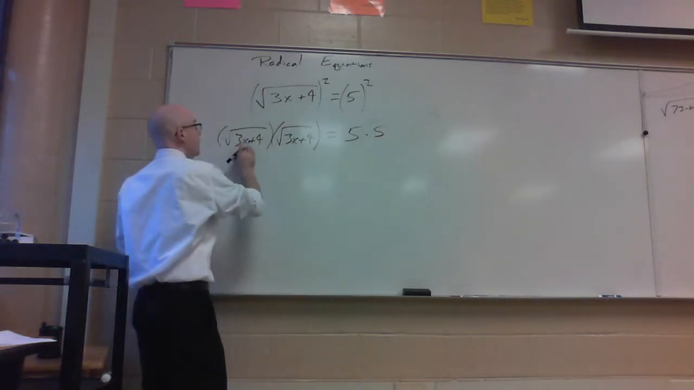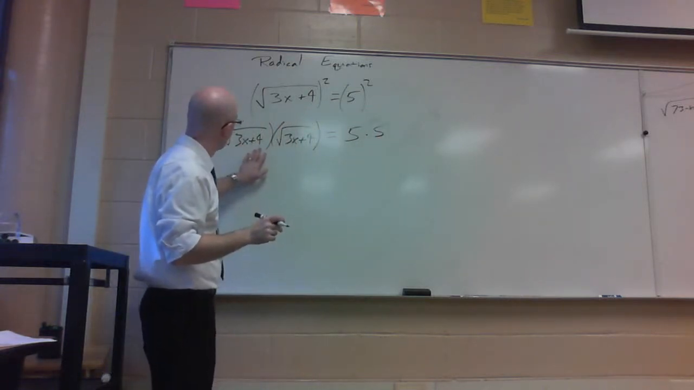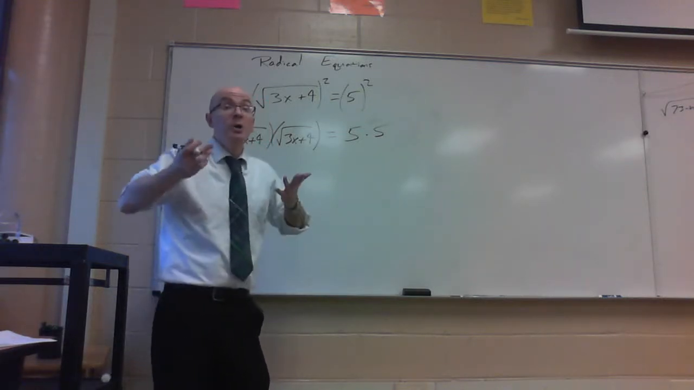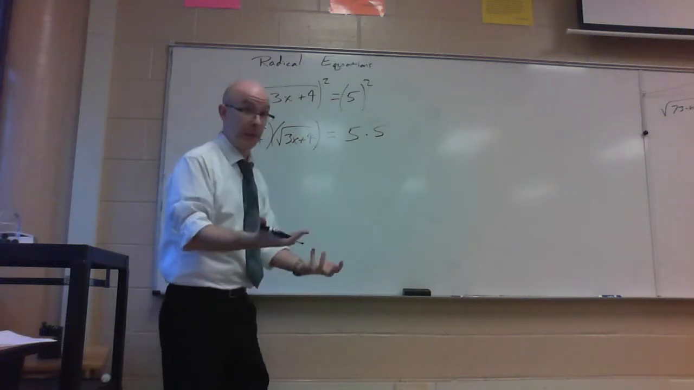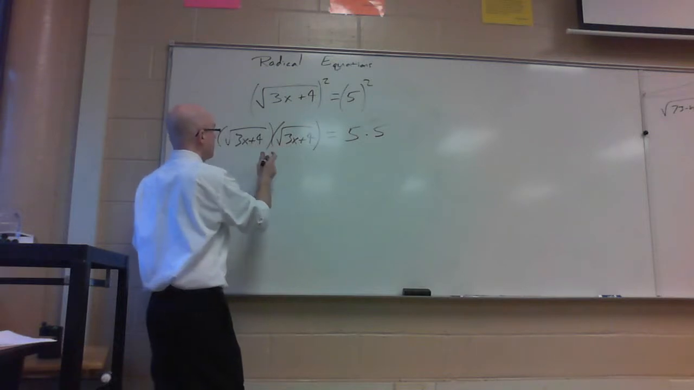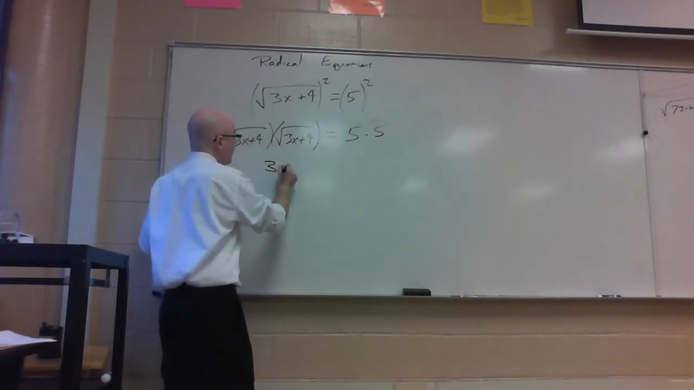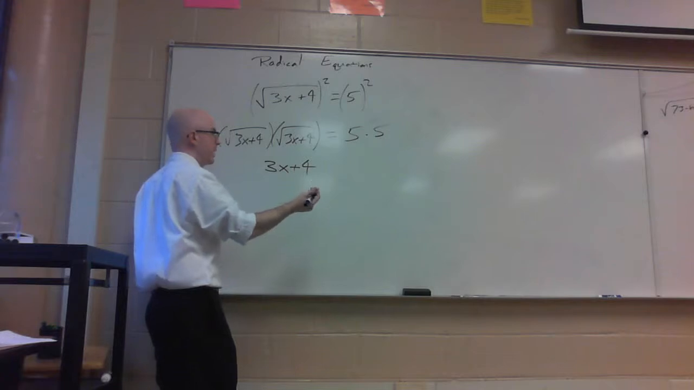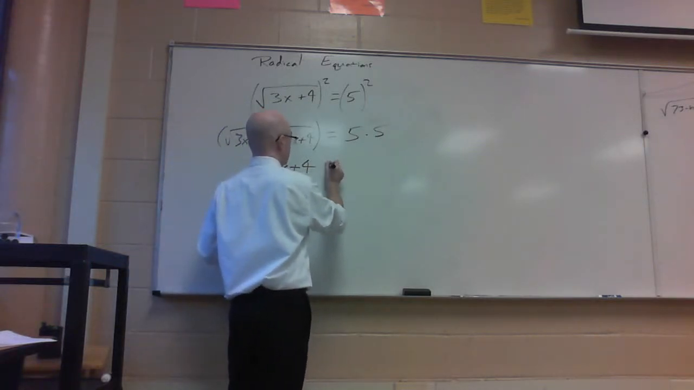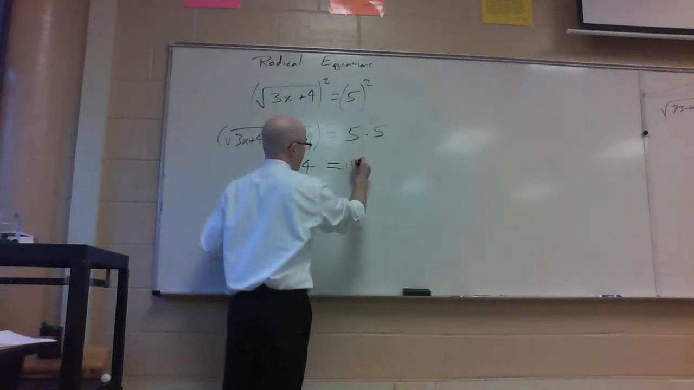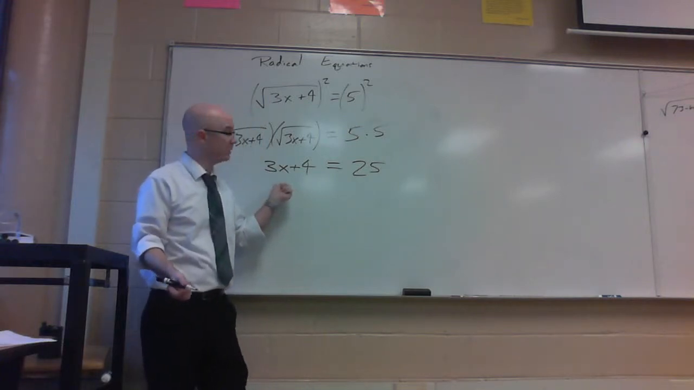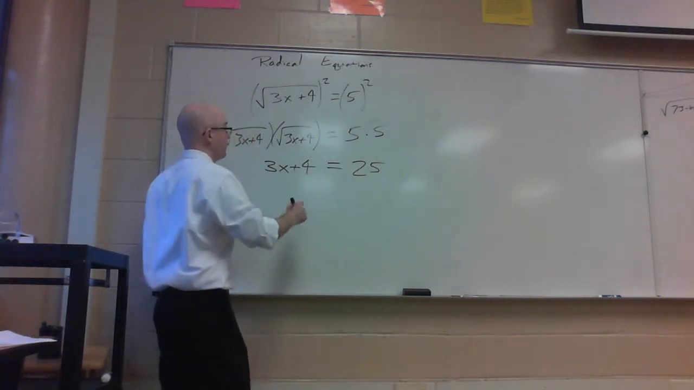Sure, why not? If you are multiplying a square root by itself, in other words, if you are squaring a square root, you are effectively undoing the square root. So this together will combine to be 3x plus 4 when we multiply them. That is the product of two square roots. It's whatever is inside the radical. Simplify on this side. 5 times 5 is 25. I don't know about you, but I think this looks a lot easier to handle from here. Quantity 3x plus 4 equals 25.